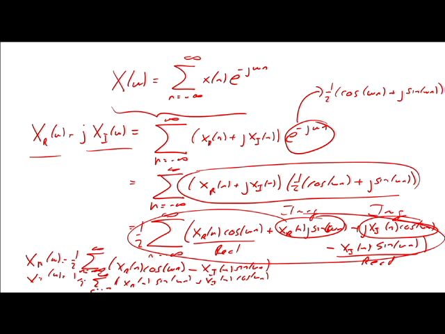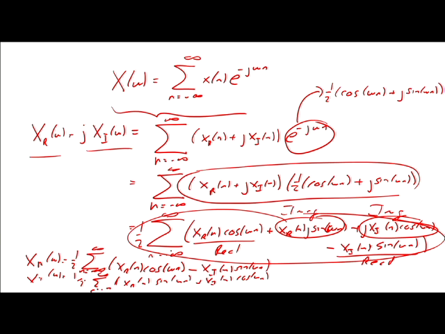Why, in the equation, is e to the minus j omega 1/2? It's 2. Oh, no, so it should be 2. So the question is, why is it 1/2? And you're right. It's not supposed to be 1/2.